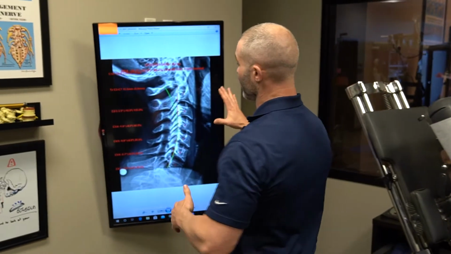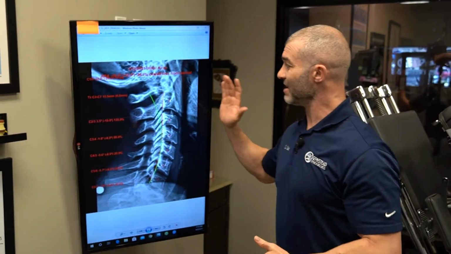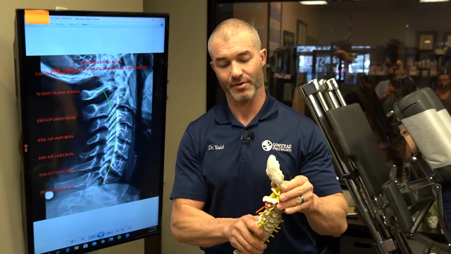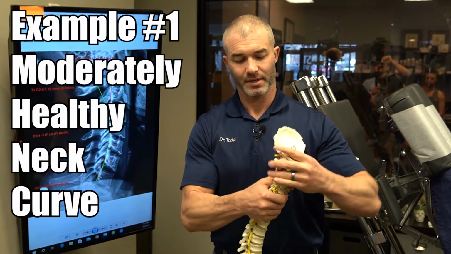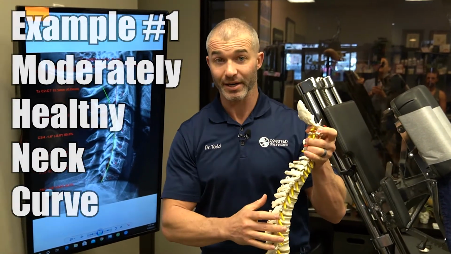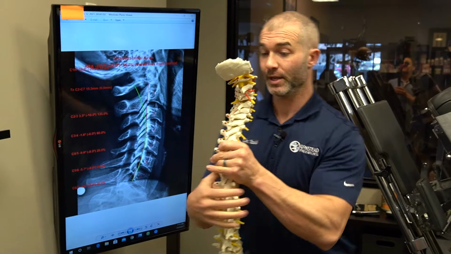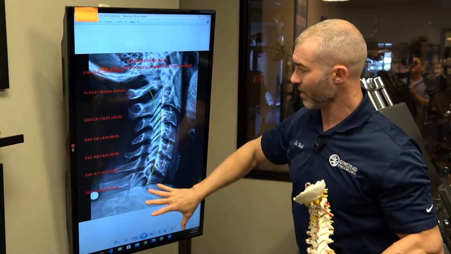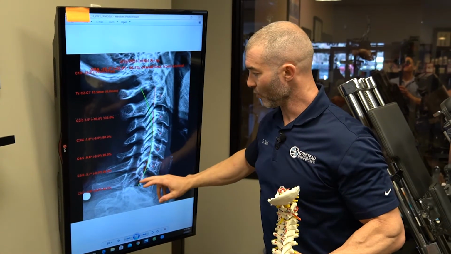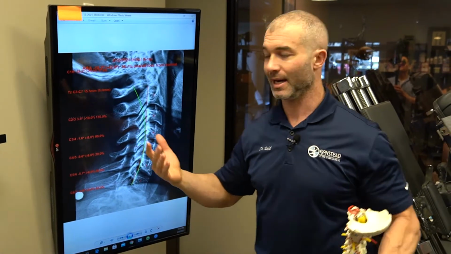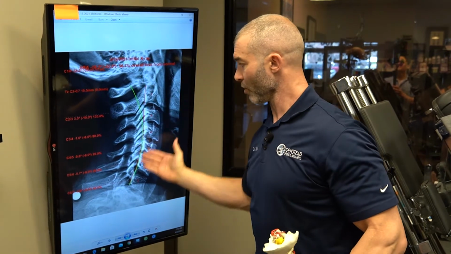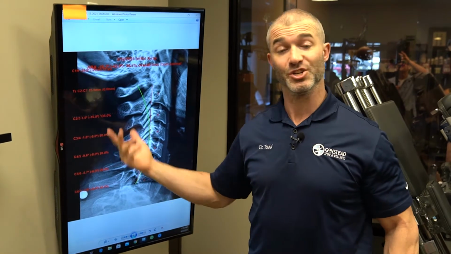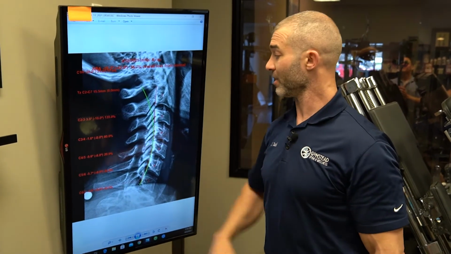All right, so over here I have a side view x-ray pulled up of actually one of our staff. And I'm going to pull this little plastic spine model so I can show you what we're looking at. We're looking at her neck from the side. And in this software, in this analysis, we have a red line and a green line. The green line signifies what the normal healthy curve should be, and this red line shows where the patient is at, in this case, our staff member.